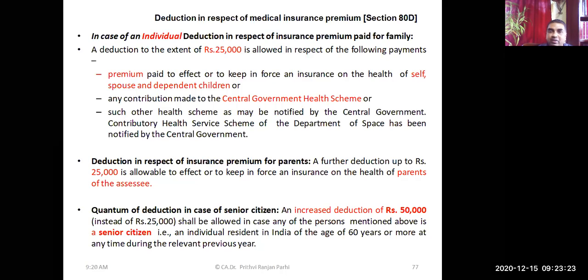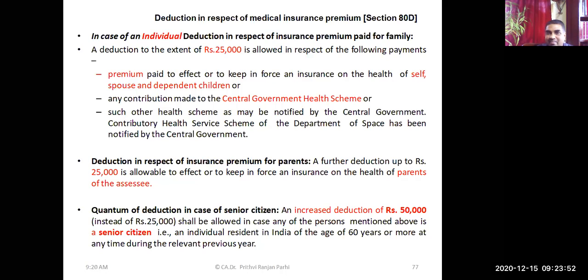Suppose you are taking a health insurance and you are paying a premium of 18,000. 18,000 is allowed under section 80D. So from your total income, 18,000 will be reduced. But suppose you are taking a health insurance policy and you are paying 26,000. 26,000 will not be allowed because deduction is allowed only to the extent of 25,000. So only 25,000 will be deducted.